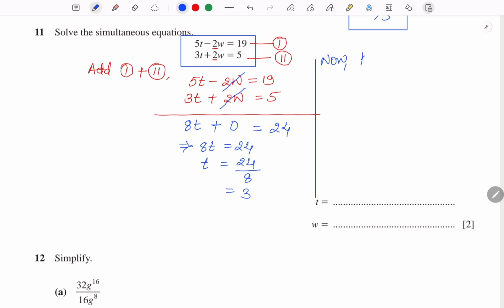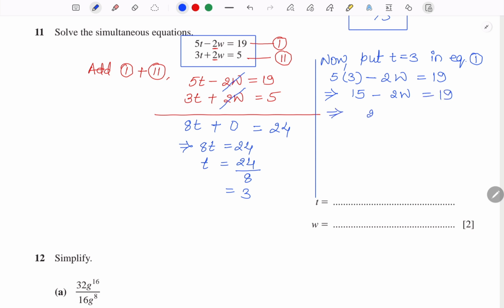Now put t equals 3 in equation 1. You can put this t equals 3 in either of the equations, but for the sake of solving this question, I am just putting it in equation 1. If you put t equals 3 in equation 1, you will get 5 times 3 minus 2w equals 19. Let's solve this. 5 multiplied by 3 will give you 15 minus 2w equals 19.